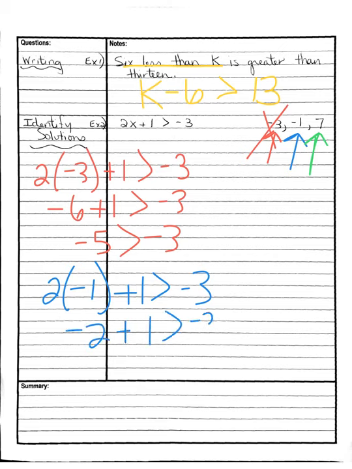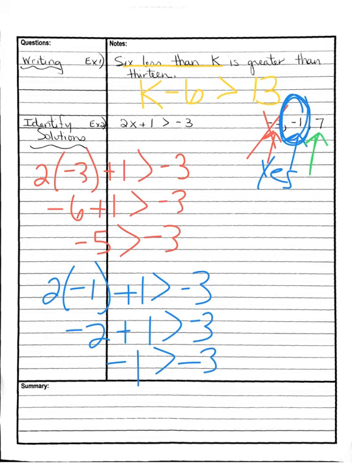and I begin to check and see if the left side is greater than the right side. -2 plus 1 would be a -1. Is a -1 greater than a -3? Yes. So the -1 will work. It will make this true. Remember, the -3 did not.